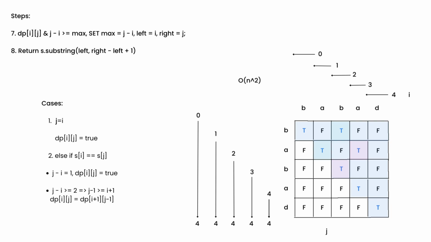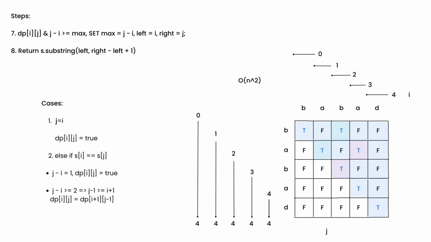There are the following three edge cases. If i is equal to j, dp[i][j] will be true since a single character is a substring of itself, hence we can mark the left diagonal values with true as shown. Else if s[i] equals s[j], we have two conditions. If j minus i is equal to 1, dp[i][j] will be true since a string of length 2 will be palindromic.